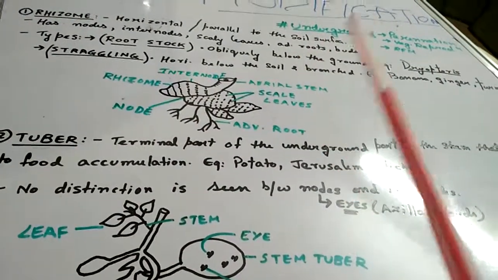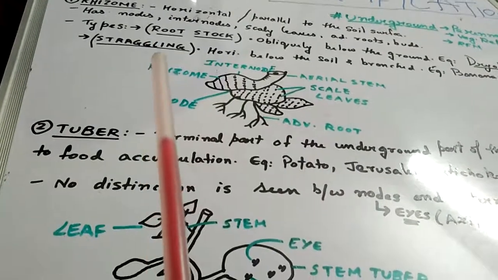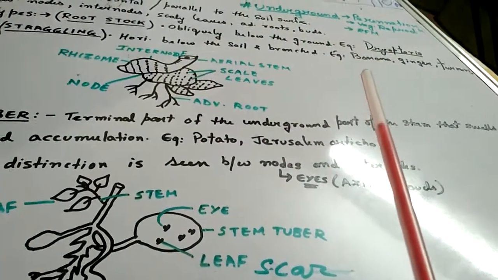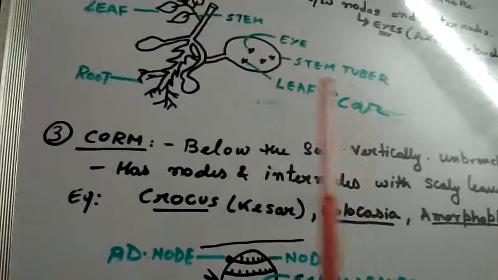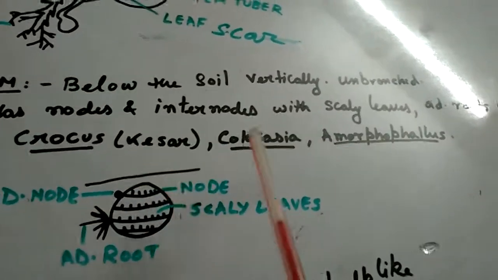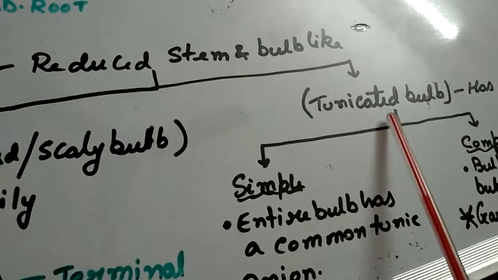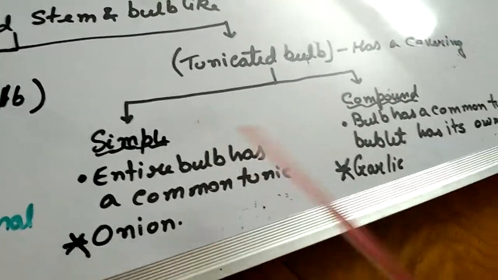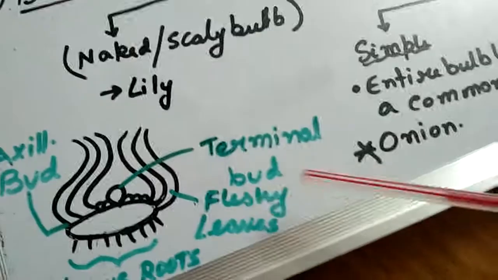So once again, very rapidly, under the category of underground stem modification, we have rhizome, tuber, corm, bulb. Tuber has rootstock and straggling categories. These are two main categories. And examples of rhizome: Dryopteris, banana, ginger, turmeric. Under tuber, we have potato, Jerusalem artichoke. Under corm, we have crocus, colocasia, amorphophallus. Under bulb, we have naked or scaly bulb and tunicated bulb, and under naked or scaly bulb we have lily, and tunicated bulb is further categorized into simple tunicated bulb and compound tunicated bulb. Simple tunicated bulb has onion and compound tunicated bulb has garlic, and this is the diagram.